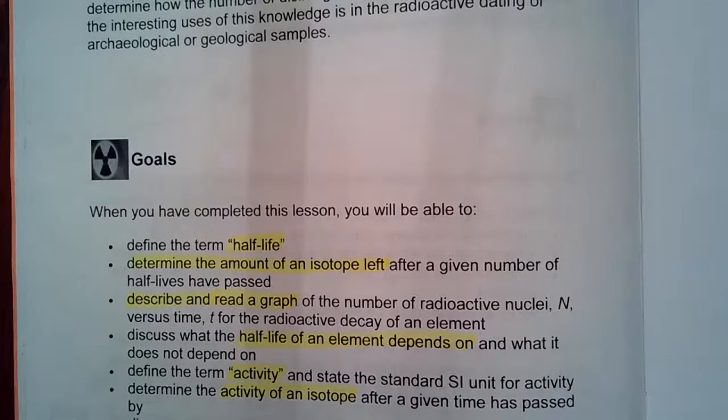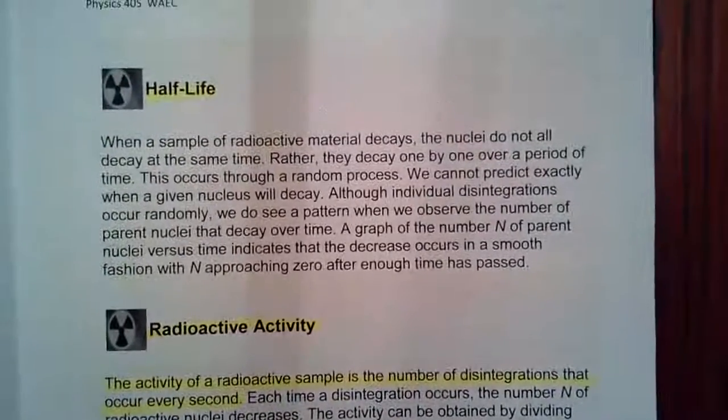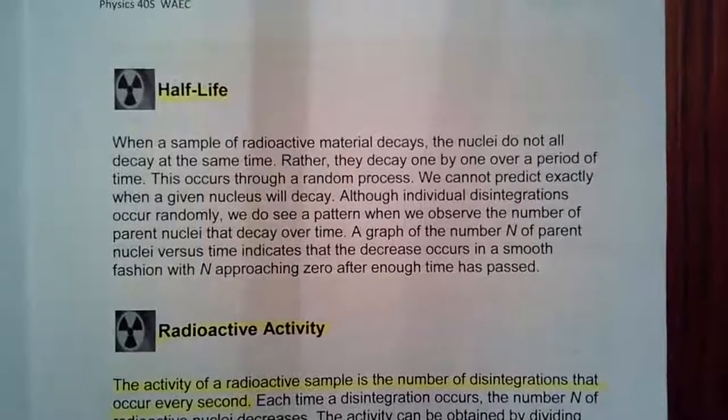We're going to look at the graph of the number of radioactive nuclei N versus time t for radioactive decay of an element, and we're going to see that the shape is pretty much the same for all isotopes. We're going to look at the half-life of an element, what it depends on and what it doesn't depend on. We're going to look at the activity, and at how half-life is used in radioactive dating. Okay, so let's take a look at what a half-life is.